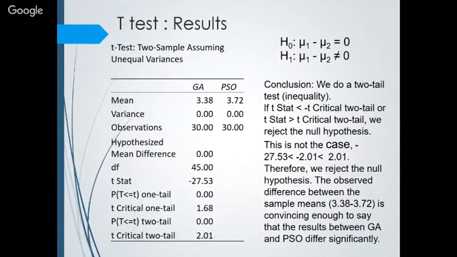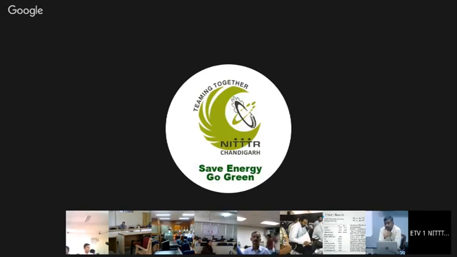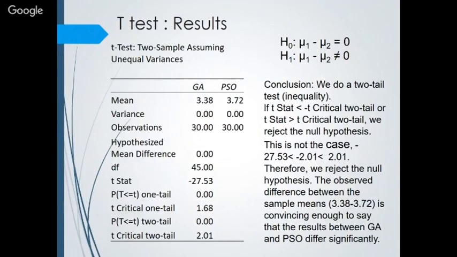We have to take a decision using this value. So our null hypothesis is H naught, on the right side we can see that H naught is mu1 equal to mu2, sample 1 minus sample 2 is equal to 0. That means we assume that the means of the first sample and second sample are equal. And H1 is mu1 minus mu2 not equal to 0. So that is the alternative or experimental hypothesis.